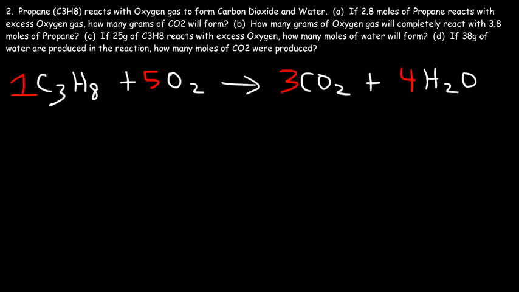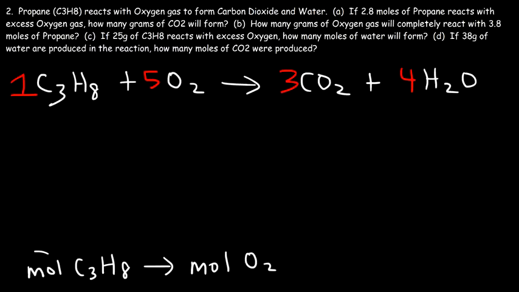How many grams of oxygen gas will completely react with 3.8 moles of propane? So we need to convert moles of propane ultimately to grams of oxygen. So we're going to follow the same steps. First, we need to change the substance from propane to oxygen, but keeping the unit the same. So we need to use the molar ratio to change the substance. After that, we could use the molar mass to convert from moles of O2 to grams of O2. So that's the blueprint of what we need to follow.